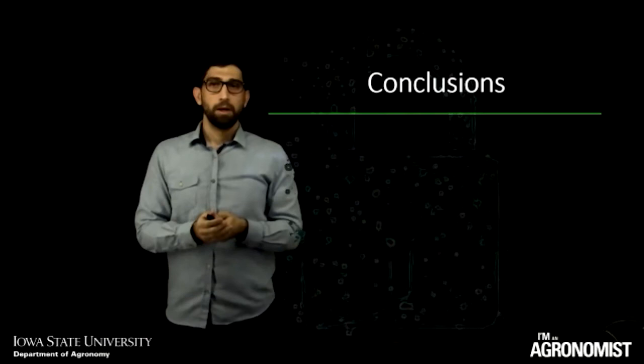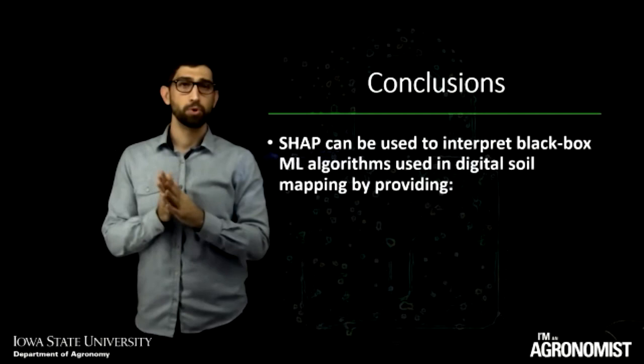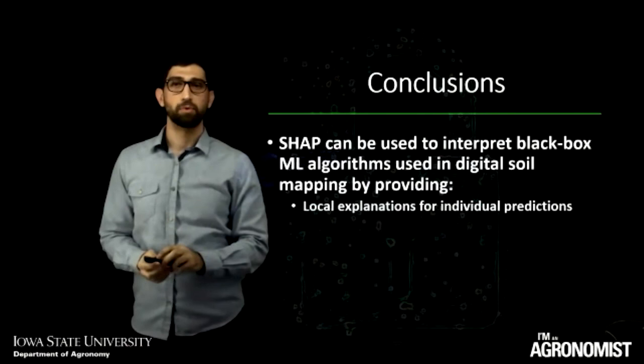Okay, we are almost done. Let's talk about the conclusions. SHAP can be used to interpret black box machine learning algorithms used in digital soil mapping by providing local explanations for each prediction and a global summary of covariate importance.